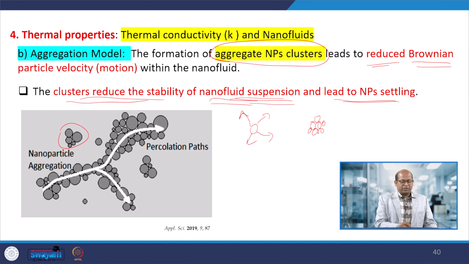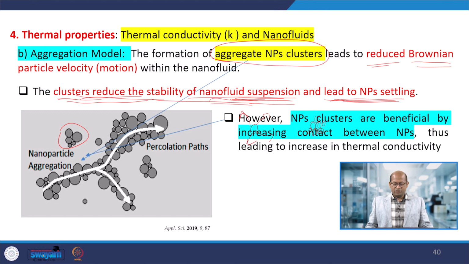Okay. So, when cluster formation is there, the clusters reduce the stability of the nanofluid suspension and lead to nanoparticle settling. However, nanoparticle clusters increase the contact between nanoparticles. So if nanoparticle cluster formation or aggregation is there, it will increase the contact between nanoparticles and increase the thermal conductivity of the system. So, that is another theory that is also proposed. So, these are the things we have discussed. Thank you.